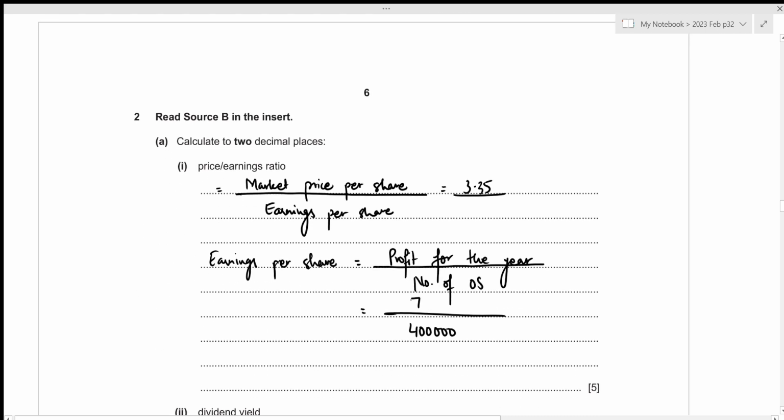Let's write it down. So that's going to be 72,000 divided by 400,000, which gives our earnings per share to be 0.18. Now let's substitute into our formula for price earnings ratio. This gives the price earnings ratio to be 3.35 divided by 0.18, which is 18.61.